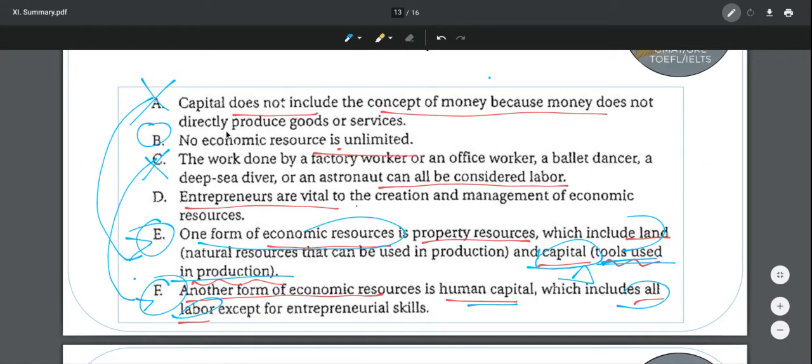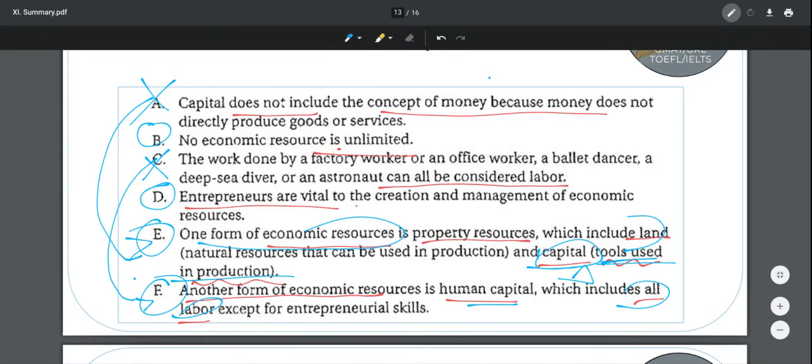And then we're going to go to D. Entrepreneurs are vital to the creation and management of economic resources. Is this alternative contained in another one? It is not, so I'm going to leave it there. So now we're left with B, D, E, and F. Okay, I have 4 general or seemingly general alternatives, but only have 3 answers.